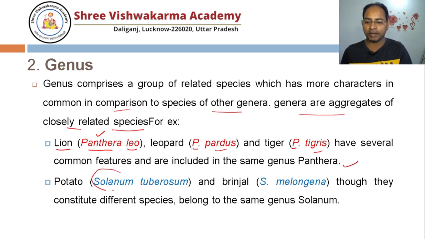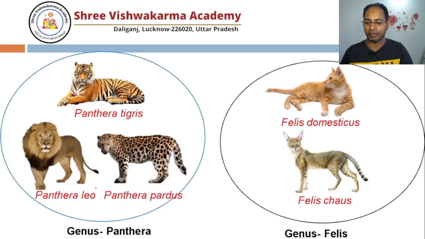Likewise, the genus Solanum has two species that I am mentioning here: Solanum tuberosum and Solanum melongena. Solanum tuberosum is the scientific name of potato, and Solanum melongena is the scientific name of brinjal. So under the Solanum genus, there are two species mentioned here, tuberosum and melongena. You can see here Panthera leo, Panthera pardus, Panthera tigris are under the same genus known as Panthera. Another genus is Felis, which has two members: Felis domesticus, your domestic cat, and Felis chaus.